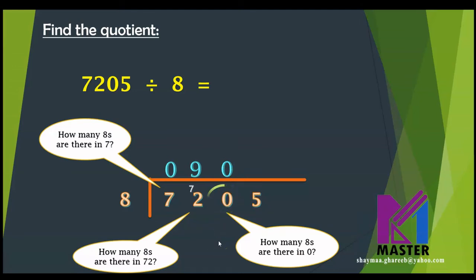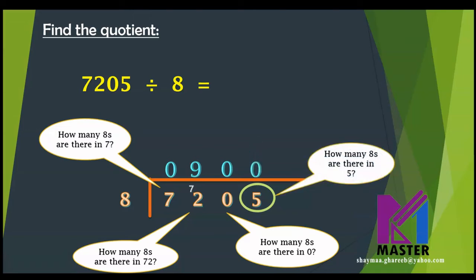Now I will move to the next digit, which is the 5. 5 divided by 8 means how many 8s are there in the 5? There will be 0 8s in the 5 because the 8 is greater than the 5. Do we have any remainder? Yes, I didn't use the 5 yet, so it will be the remainder I will write. So the final answer will be 900, remainder 5. Is this clear?